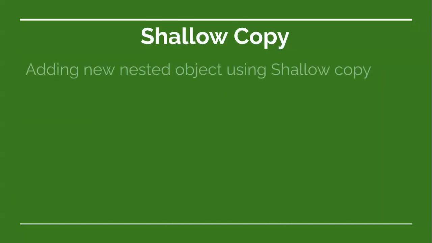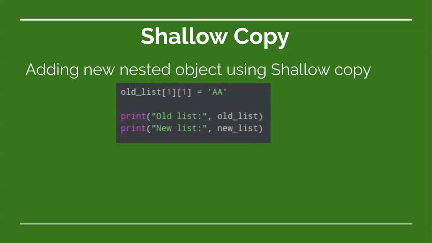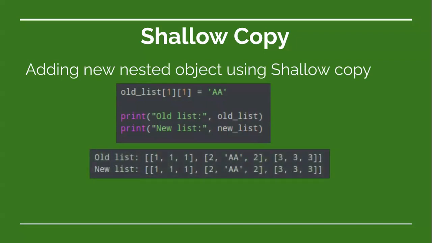Now, adding a nested object to the old list. When we run the program, it will output. In the above program, we made changes to old list. Both sublists of old list and new list were modified. This is because both lists share the reference of the same nested objects.